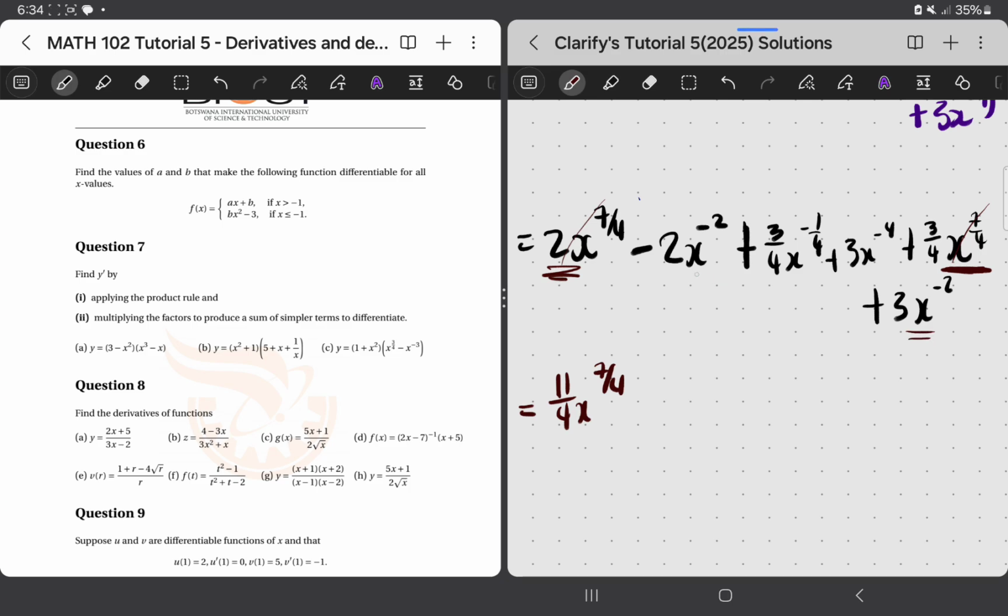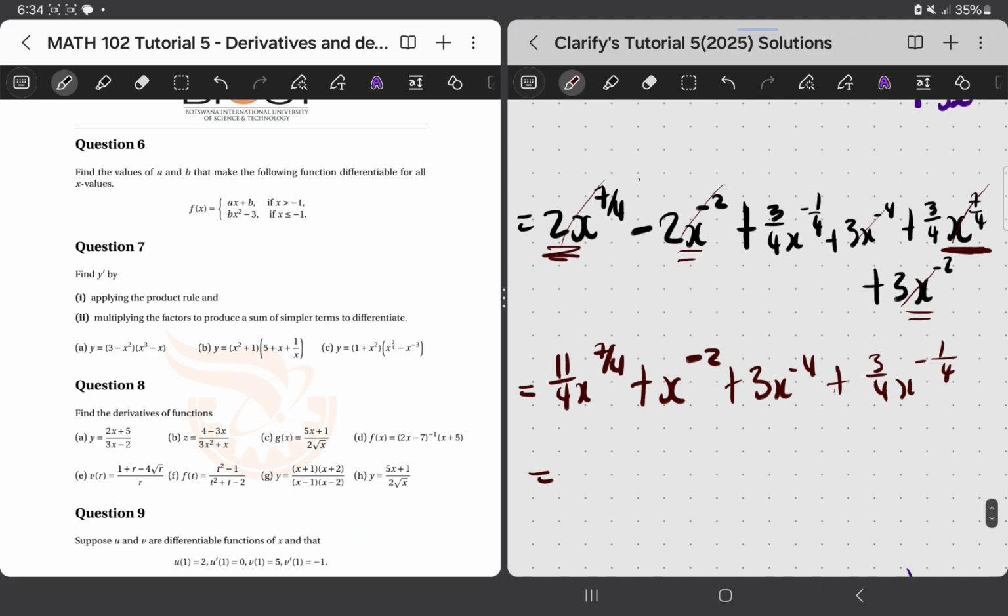Now you want things with x to the negative 2 here. There's 3 and there's minus 2. You say 3 minus 2, you get 1. So it's just going to be 1, which is just an x to the negative 2. Then we have this x to the negative 4, which is a 3, so plus 3x to the negative 4. So this x to the negative 2 is done, x to the negative 4 is done. Then there's going to be plus 3 over 4 x to the negative 1 over 4, which we can simplify. Yes, we can.